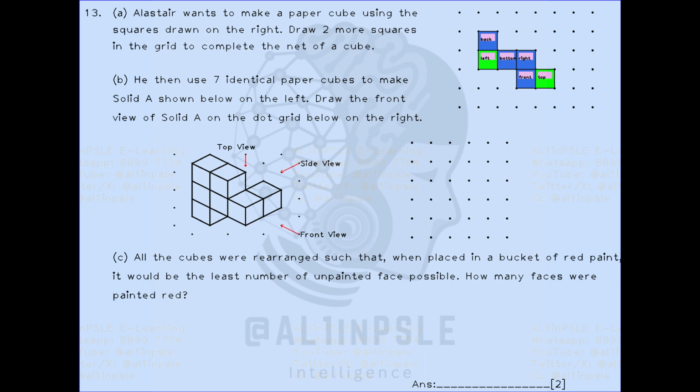He then used 7 identical paper cubes to make solid A shown below on the left. Draw the front view of solid A on the dot grid below on the right. Now, again we have to use our visualization. We shall imagine ourselves looking at this solid from the front view as indicated by the arrow. Starting from the top, we see one face. Let us color this green.